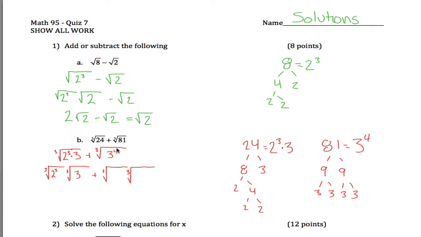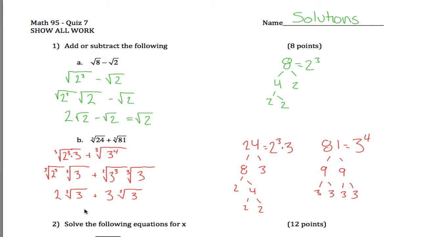3 to the 4th power, okay, I have 4 of them. 3 of them I can put over here on the good side, then I'll be left with 1 over here on the bad side. The cubed root of 2 to the 3rd power is just 2. So this is 2 cubed root of 3. And over here, the cubed root of 3 to the 3rd power is just 3. So this is 3 cubed root of 3.